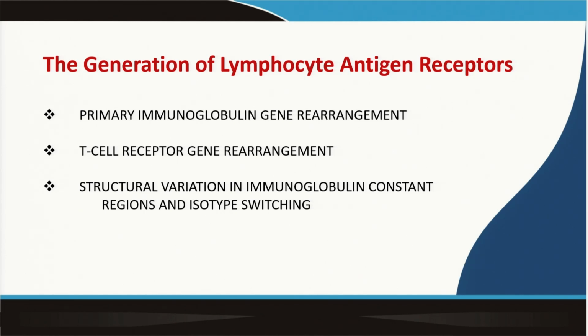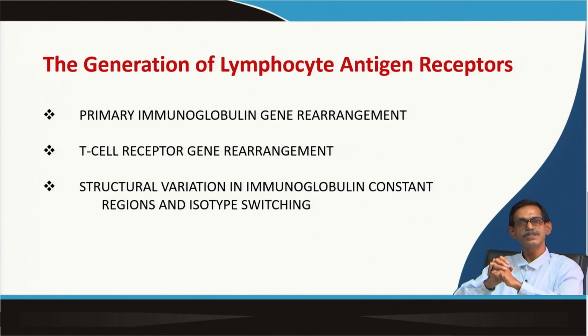So, in the incoming few lectures, we are going to discuss the generation of lymphocyte antigen receptors. I will mostly focus on the primary immunoglobulin gene rearrangement and their variation, which is almost equally applicable for T cell receptor gene rearrangement also, but if there is anything special for T cell receptor we will discuss it.